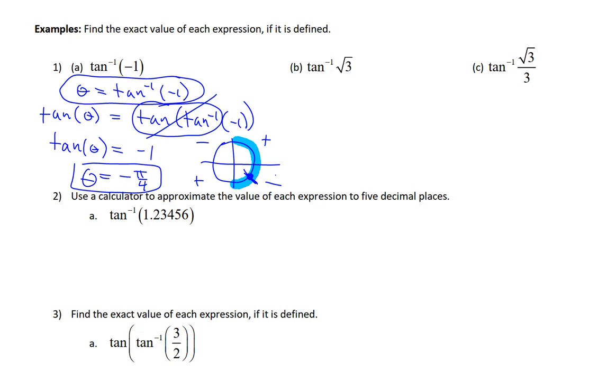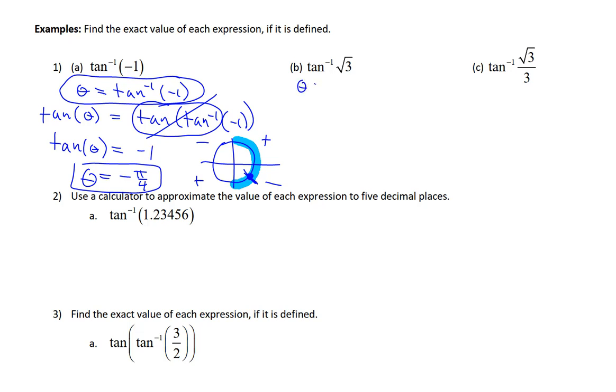If you go back up to those clips, those portions we've clipped above, you can see how they come into play when you're trying to evaluate even these basic expressions here. All right, let's try the next one. Part B says tangent inverse of √3. All right, so we're going to approach this the same kind of way.